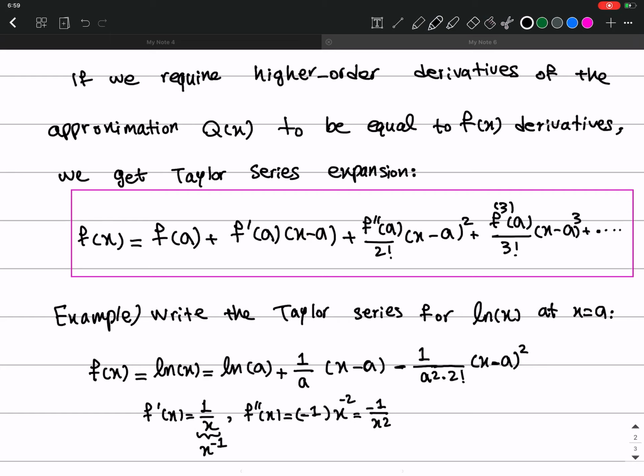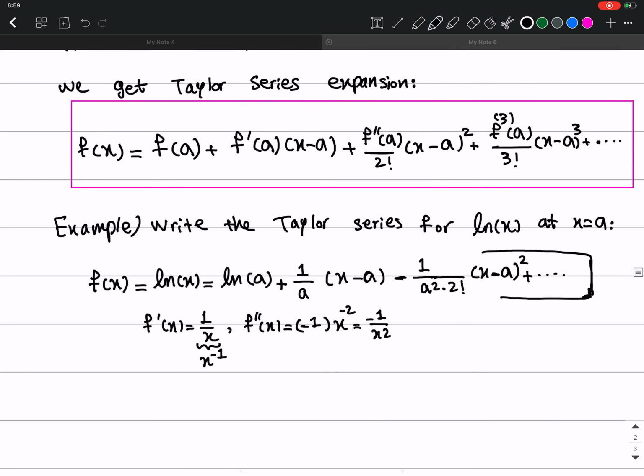Okay? And then so on and so forth. So you just continue this series, and this will be the Taylor series for ln x. So ln a plus 1 over a times (x minus a), minus 1 over a squared times 2 factorial times (x minus a) squared, and so on and so forth. So this is another representation of ln x.